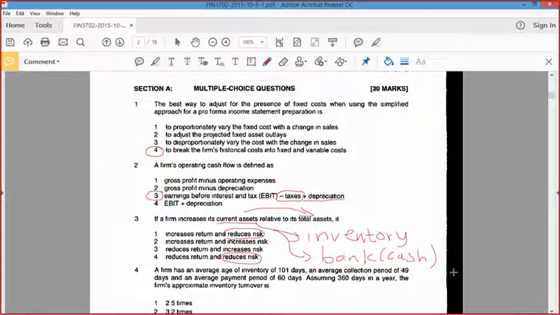They should have rather substituted the word current assets for something. Okay, if they said if the firm increases its inventory relative to its total assets, well then your return would go up or down. Your return would go up, but it would increase your risk. Yes, okay, it will increase the return but increase the risk.